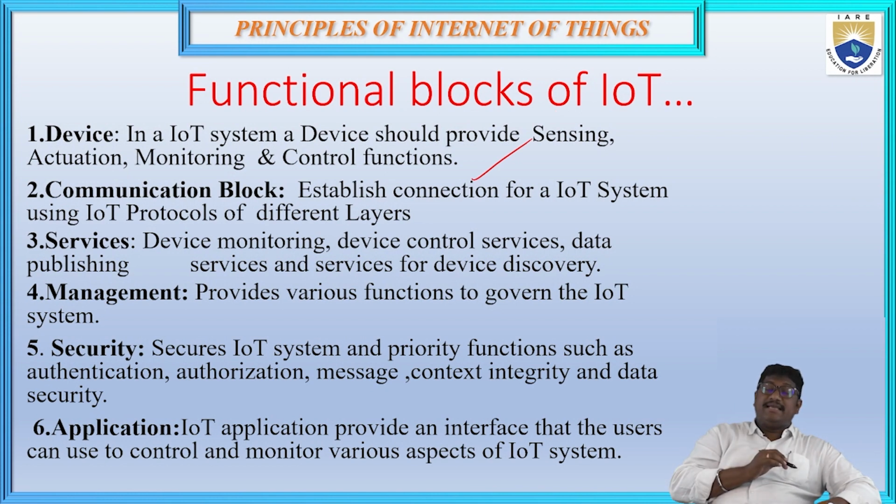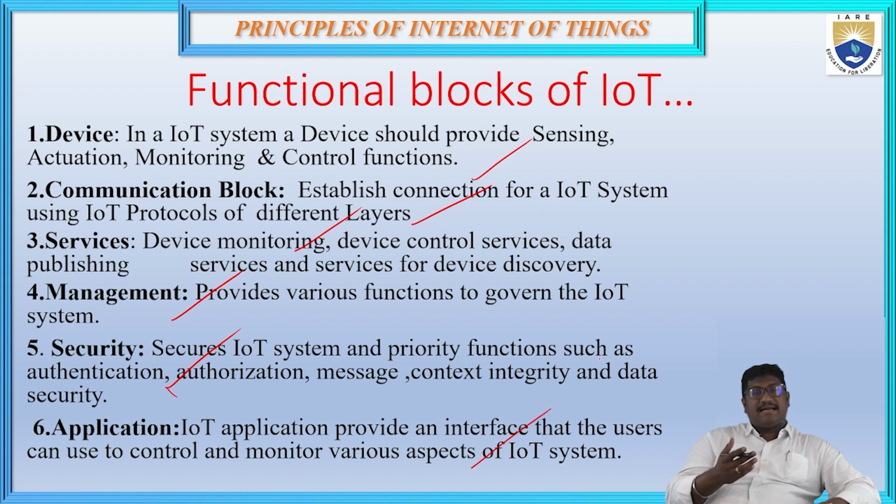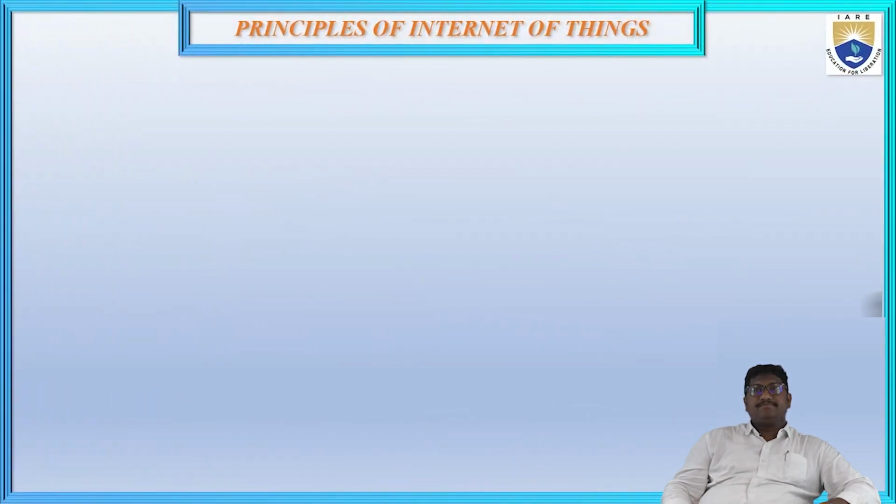Whereas the communication block has different kinds of protocols and different kinds of layers in it. Whereas for services, there are n number of services which are given by the IoT system, and we are using management for doing n number of things to govern the IoT system. We require this management. And coming to security, we need to provide security in the form of authentication, authorization, messages, and content, whatever you can consider. All those things come under security for safe data transmission. And coming to the application, we require an application to control our IoT system. For this particular purpose, these are the blocks.